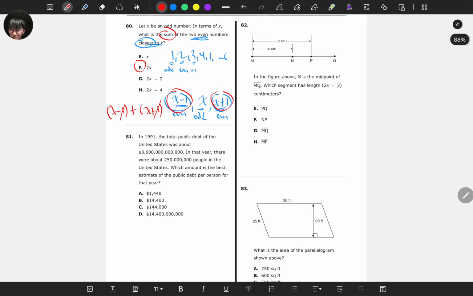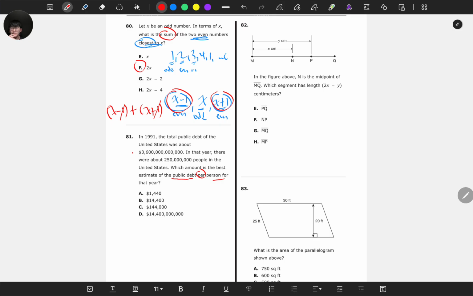81. In 1991, the total public debt of the United States is about this much. Oh, it's a lot. 3,6,9,1,2. That's 3.6 trillion. In that year, there were about 250 million people in the United States. Which amount is the best estimate of the public debt per person for that year? Okay.